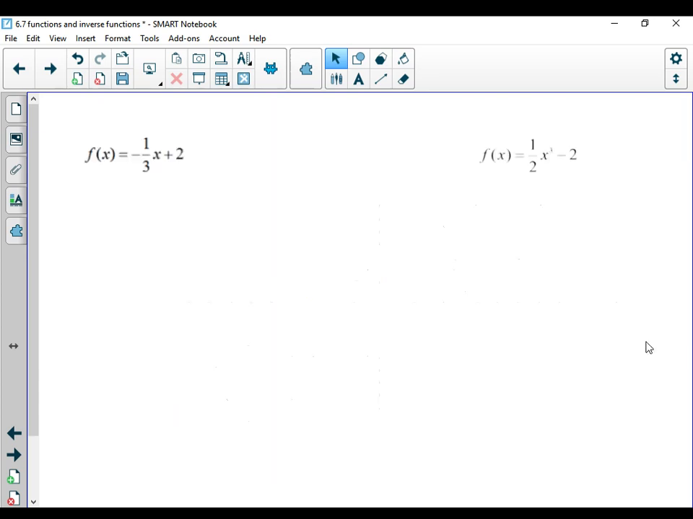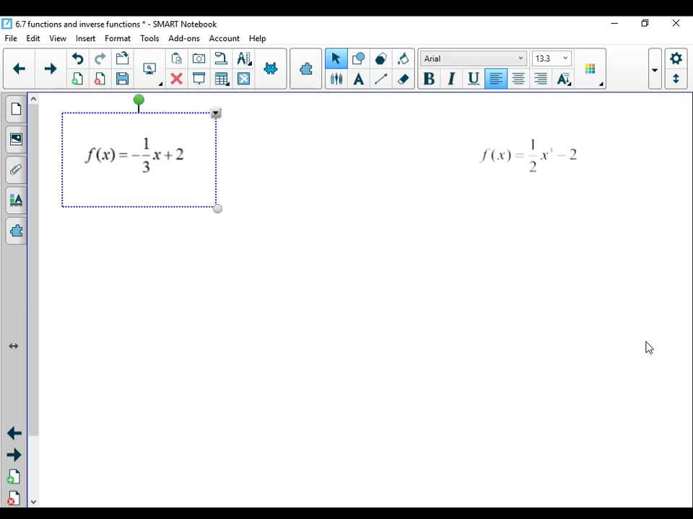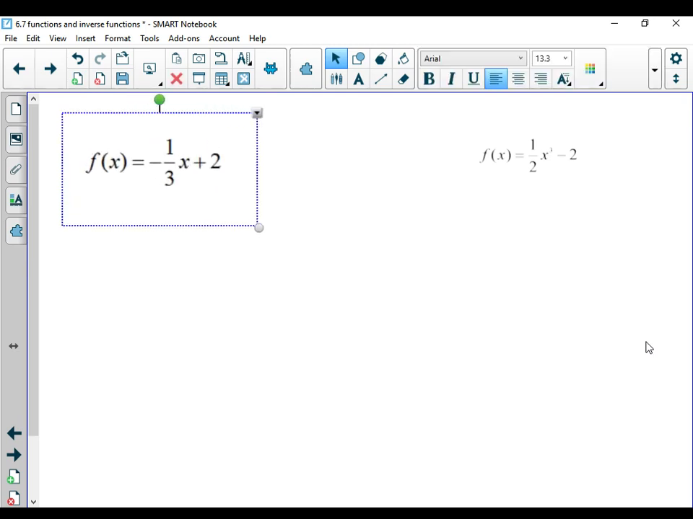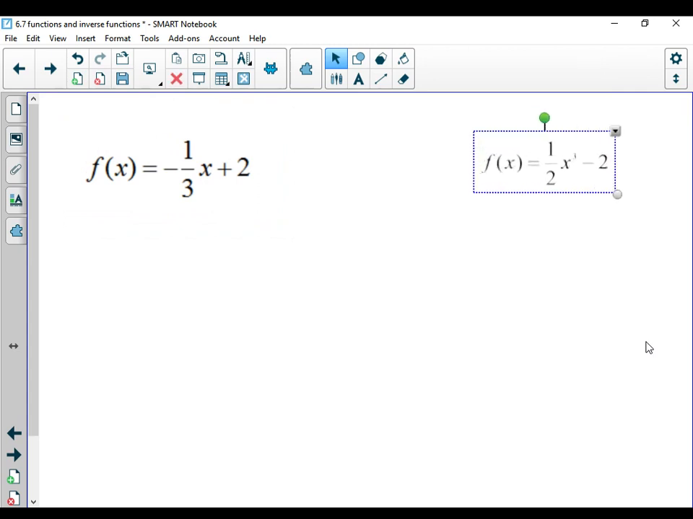So why did we learn this? Actually, let's do these two real quick before I go into the next part. Go ahead and switch x and y and solve for y for both of these. Find the inverse of both of these functions.